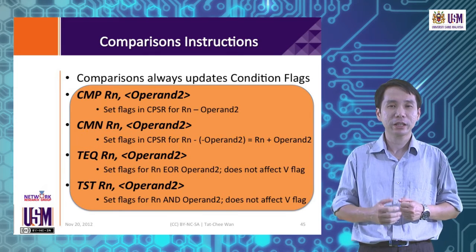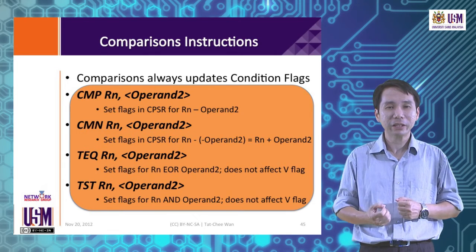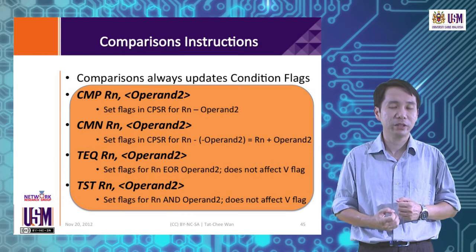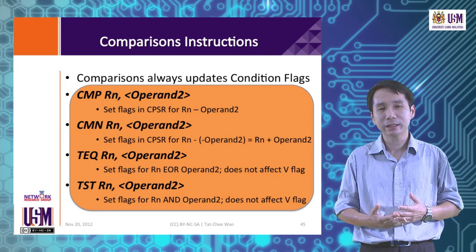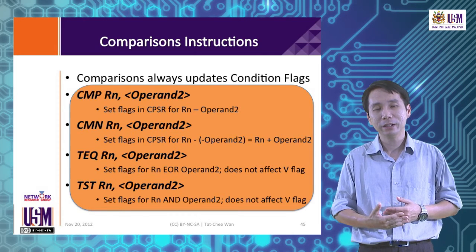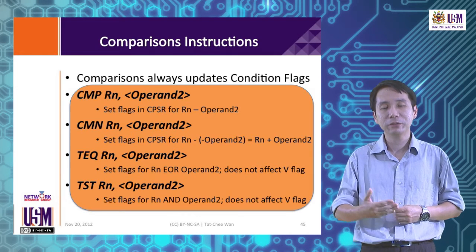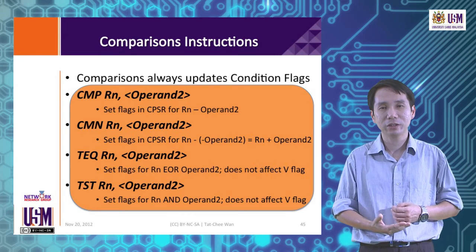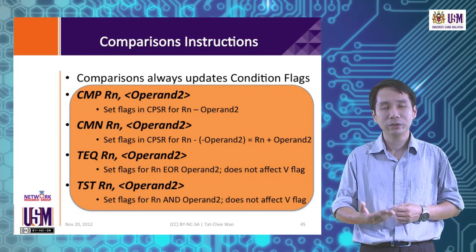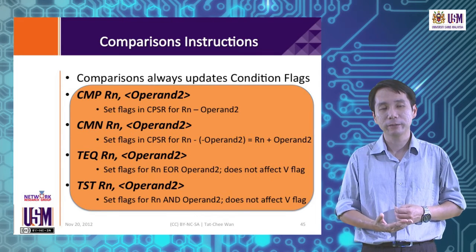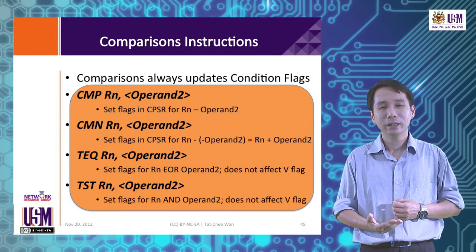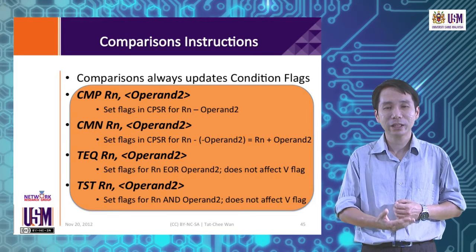The next group of instructions are called the comparison instructions. Comparison instructions will always update the condition flags. Therefore, there is no S suffix for comparison instructions. Now, in this case, a compare instruction, CMP, will compare the value in Rn with the operand 2 expression and set the flags in the processor status register accordingly. No result is stored as part of the compare instruction. The compare negative, CMN, actually performs a 2's complement on the operand 2 and then subtracts it from Rn. So it's actually equivalent to Rn plus operand 2.